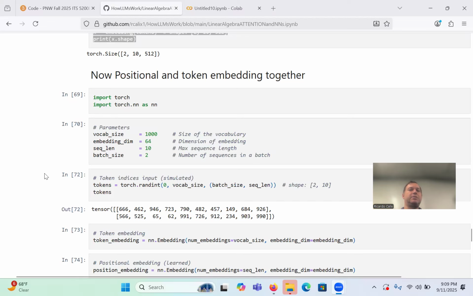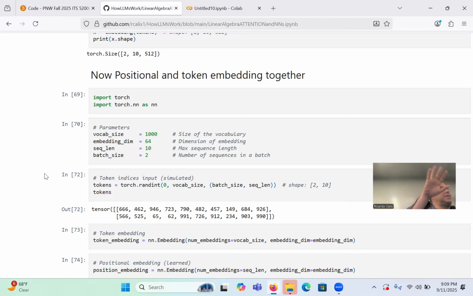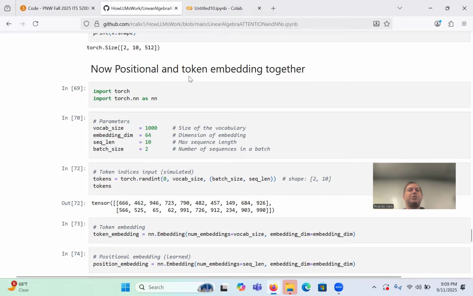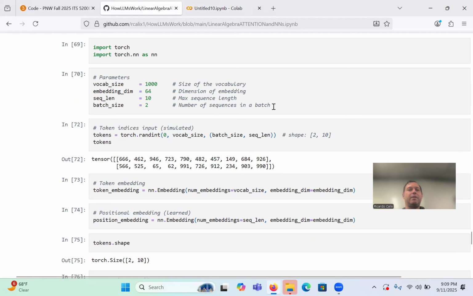So I'm going to do that concept. Took me a while to understand. There's another approach, which is sine and cosines, but I'm skipping that right now. I'm sticking with this one. Okay. So now positional and token embedding together.